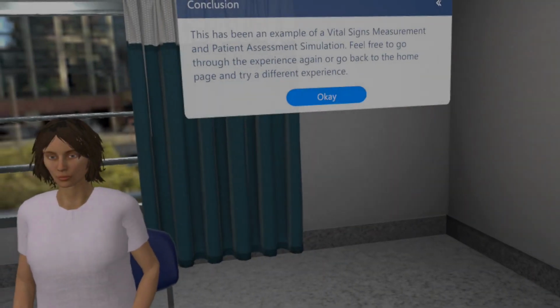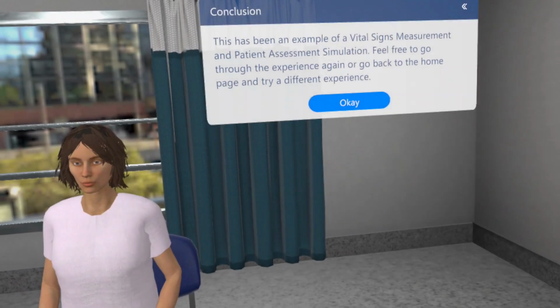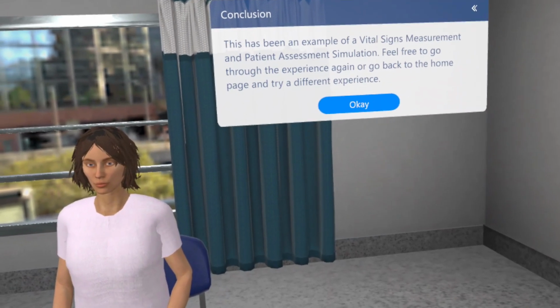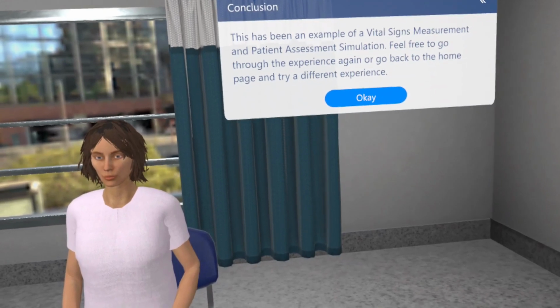This has been an example of a vital signs measurement and patient assessment simulation. Feel free to go through the experience again or go back to the home page and try a different experience.